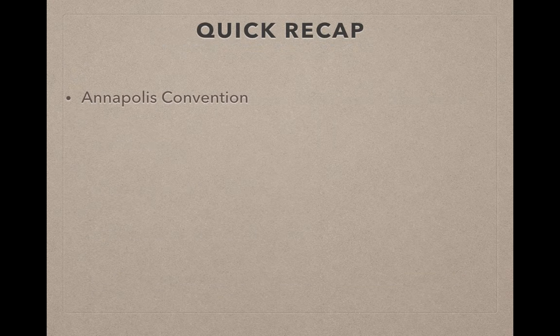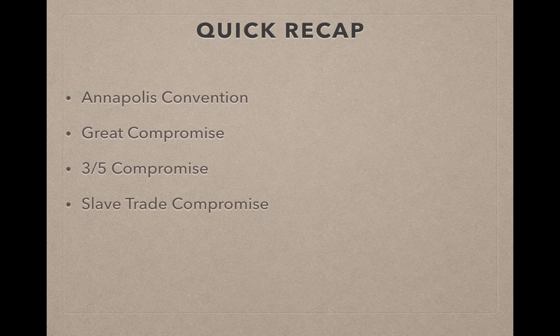All right, let's do a quick recap. The Annapolis Convention, why was it important? The Great Compromise, no, the Virginia and New Jersey plans. Three-Fifths Compromise, what did that say? And when was the slave trade, international slave trade, outlawed? Federalist Papers, what were they? What was their purpose? Bill of Rights, know all 10 amendments, and why they were added to the Constitution.